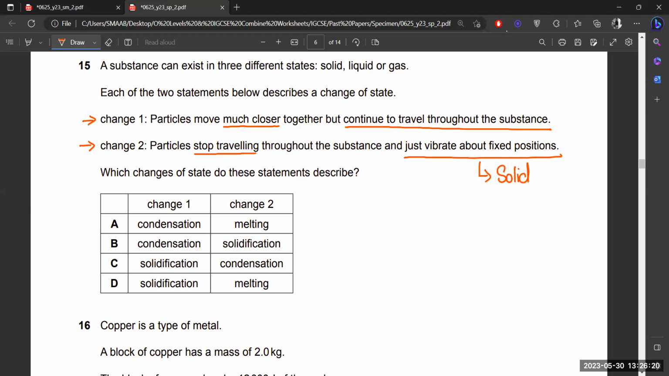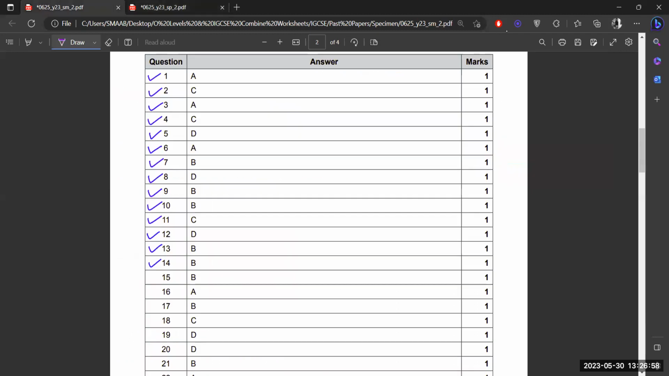And for option one, particles move much closer together but continue to travel through the substance. So it means in the first example, they are much closer, but still they are moving throughout the substance. So it means that gas form is going to be converted into liquid, that is the condensation process. So straightforward choice, option B.